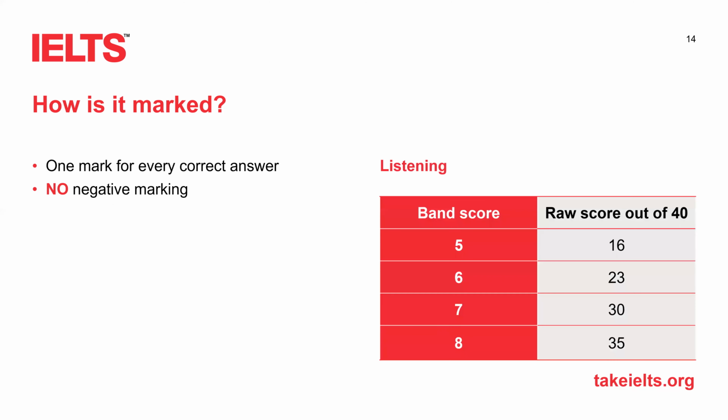This is a rough approximation of how the raw score out of 40 will be converted into a band score. So generally, in order to get a band 7, for example, you'll need to get a minimum of 30 out of 40.